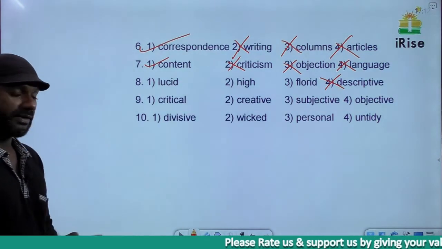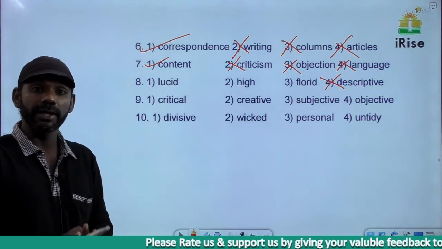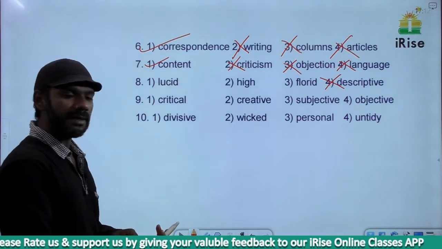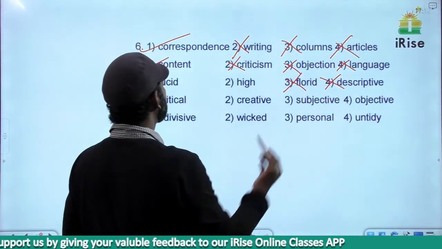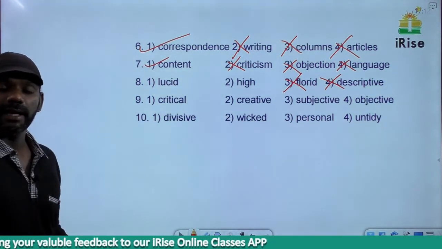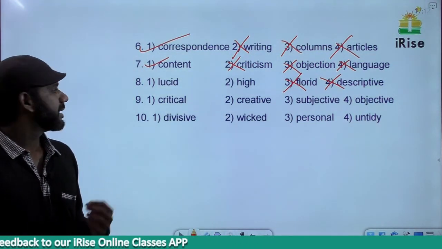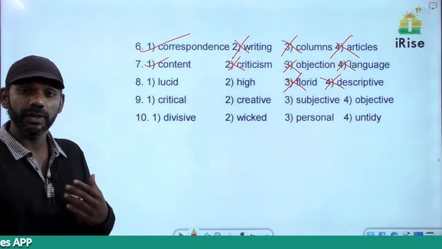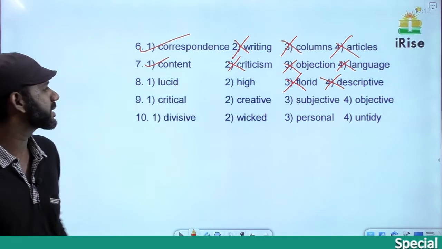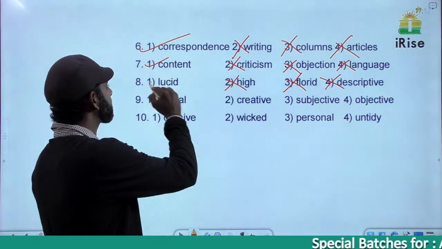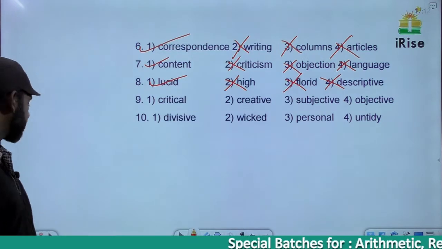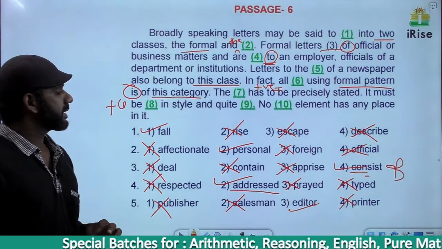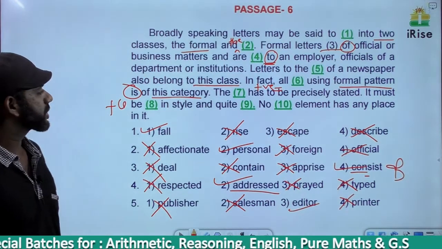An official letter should never be florid. Florid means something showy, right? A personal letter can be florid, expressing love and all, eliminated. High in the sense of high in style and all. Lucid means very clear, crisp, precise. An official letter should always be clear, crisp and precise. Based on that, 2 is eliminated. The answer must be lucid. Clear, precise and crisp. It must be precise in style and quiet dash.